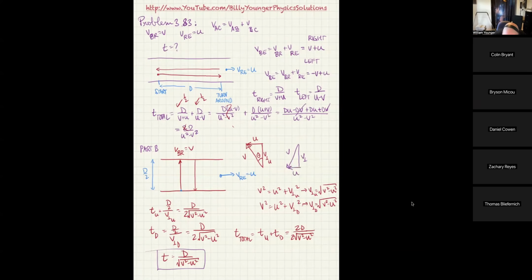Yeah, this would be V perpendicular down. Sorry about that. You're exactly right on that, by the way. I don't know why I drew it backwards. My brain wasn't processing too well at that point. Anybody else have any questions?